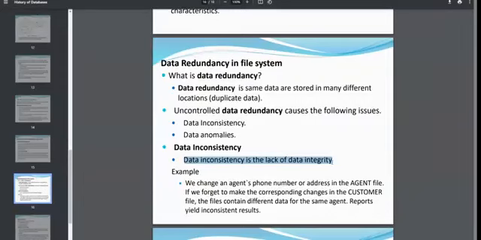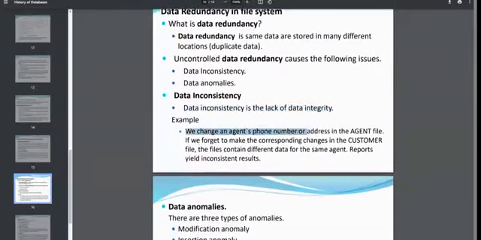You know that in a database there are multiple tables. Then there are relationships, and you will learn about these things later. By using relationships, links, we always try to make the database consistent. For example, we change an agent's phone number or address in the agent file. If we forget to make corresponding changes in the customer file, the file contains different data for the same agent, so reports yield inconsistent results. That means in one place it exists one way, and in another place it exists a different way.